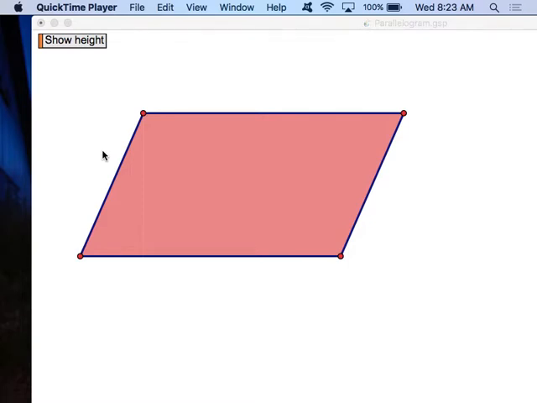Okay, so on a side note, no parallelograms will be killed in the making of this lesson.